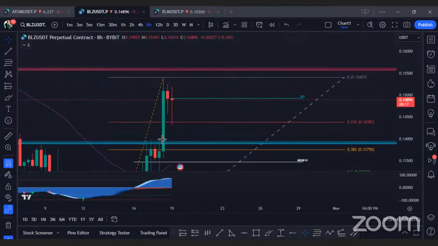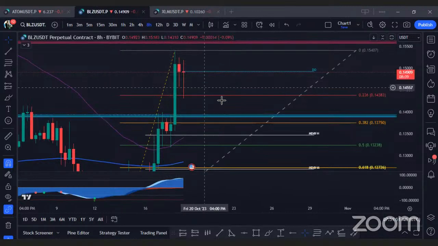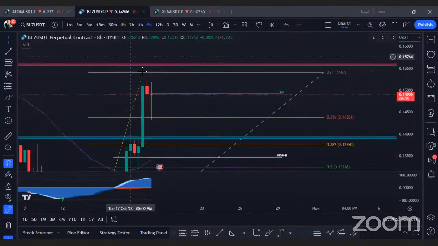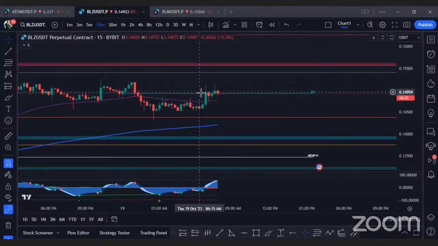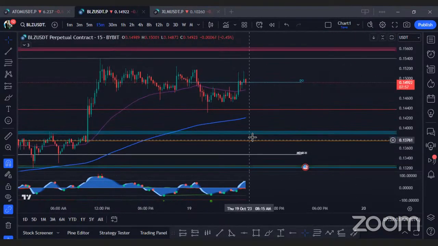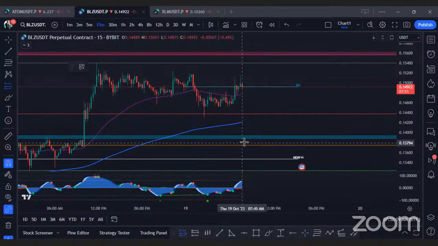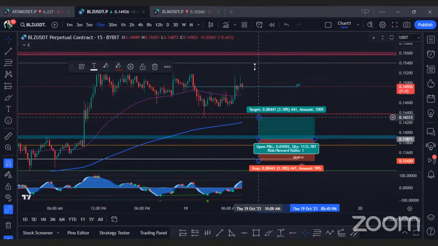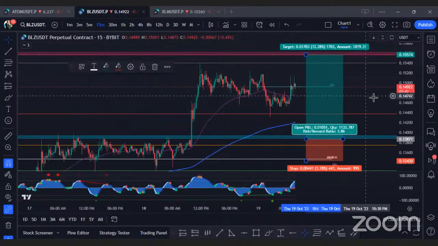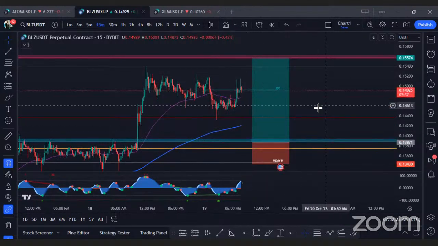Because we did break after rejecting here, we broke this resistance, so we want to see this area serve as a support. So we can go to our lower time frame and look for a long from this area. You can see the support is almost lining up with that 0.382 level. So you want to set a long trade from here for BLZ, and then we are targeting that resistance level up there at the 0.155 level. That's basically what I'll be looking at for BLZ.